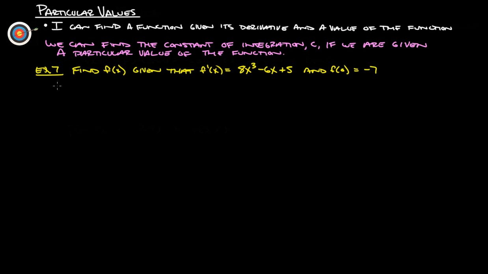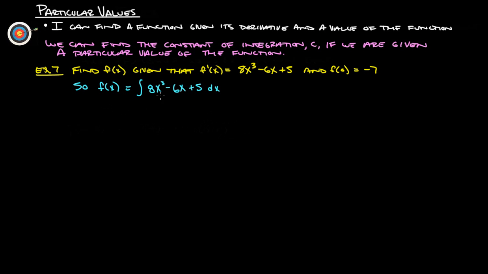Here in example 7, it says find f of x given that f prime of x equals 8x cubed minus 6x plus 5. So that means our f of x is going to equal the integral of 8x cubed minus 6x plus 5 with respect to x. So we take the antiderivative of each of those terms.